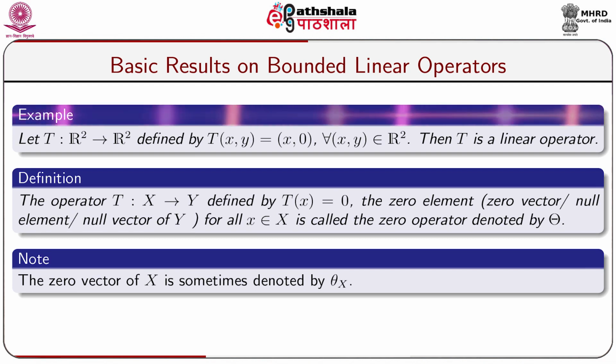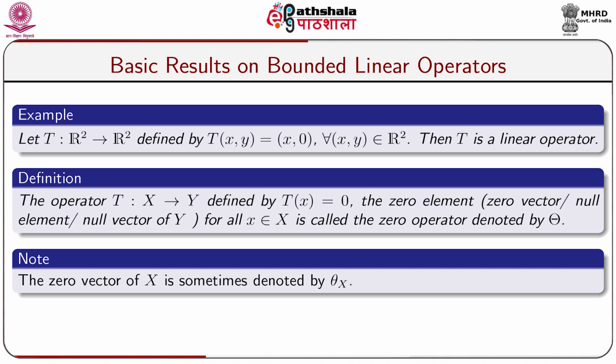We take another example. Let T be acting from R2 to R2 defined by T of (x, y) is equal to (x, 0) for all (x, y) belonging to R2. Then it is easy to verify that T is a linear operator.